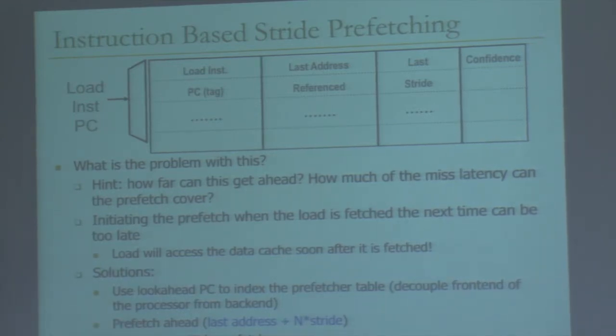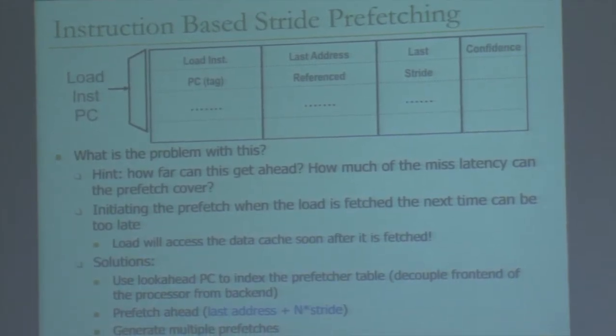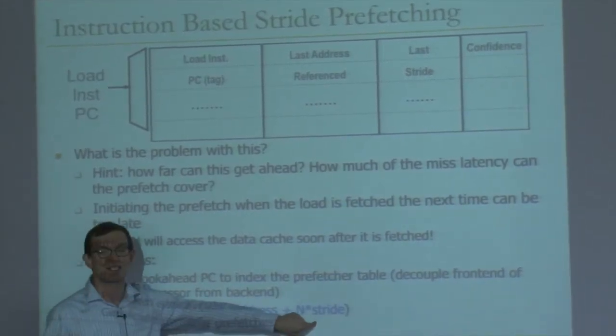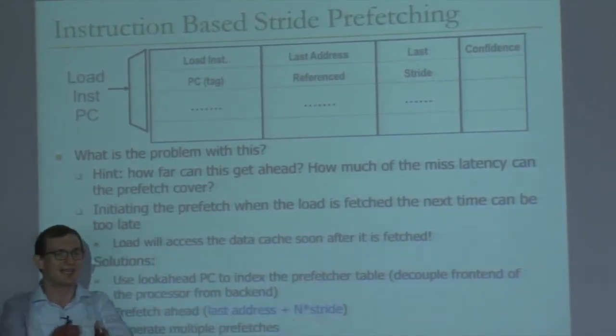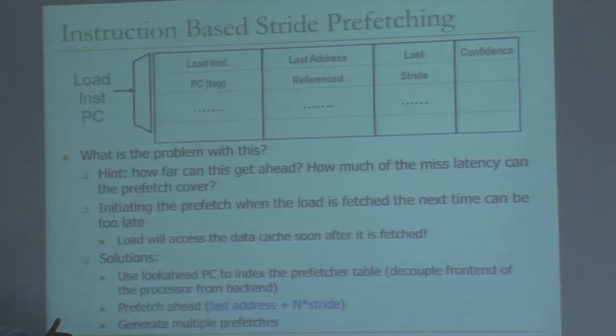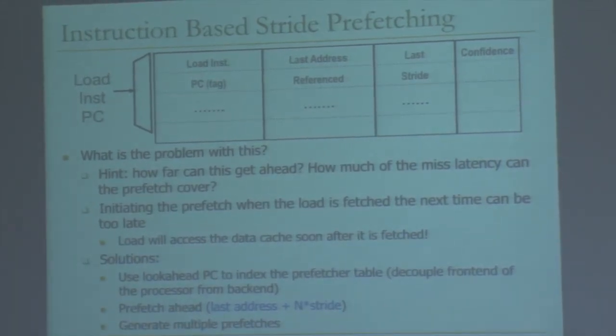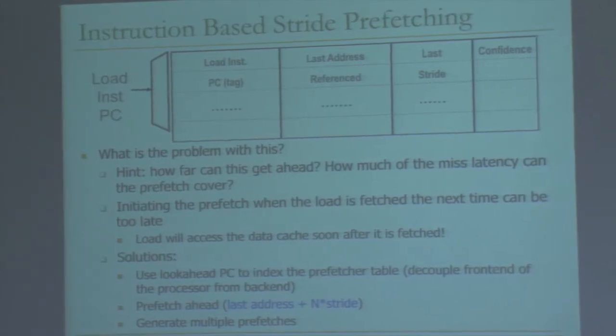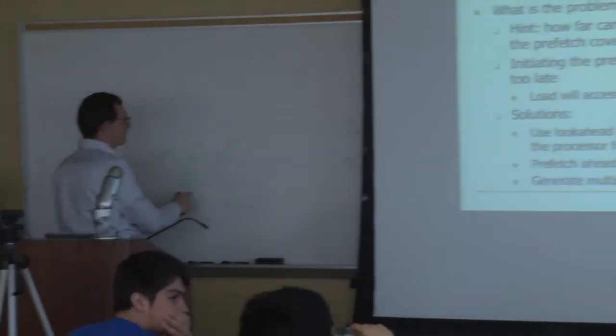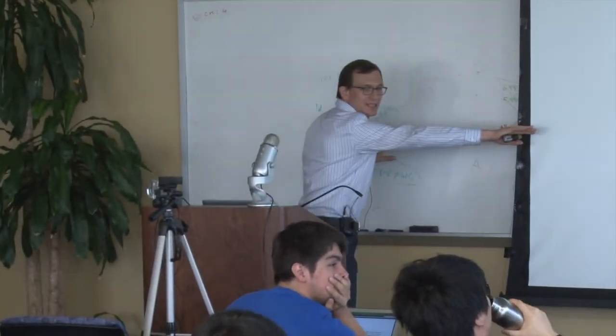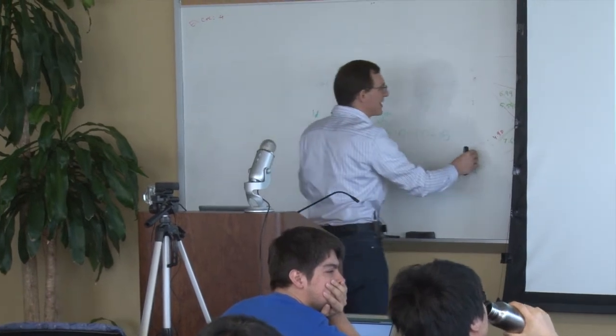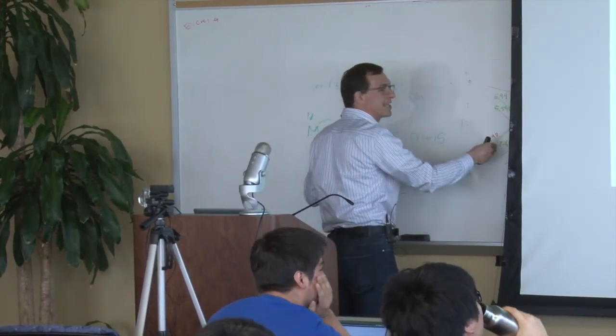Basically, instead of prefetching last address plus stride, you prefetch for last address plus n times the stride, where n is some distance, if you will. So instead of prefetching m plus 10 over here, you prefetch for m plus, let's say, 5 plus 5, which is m plus 25. So hopefully, by the time the processor gets to m plus 25, you actually get a hit.